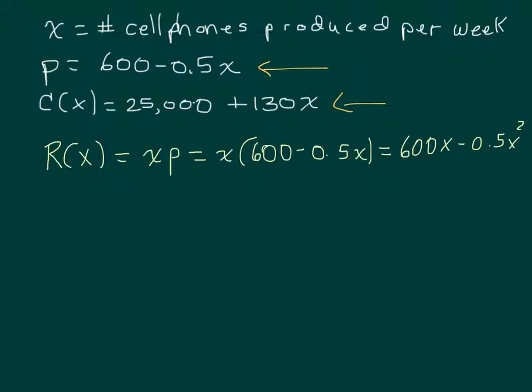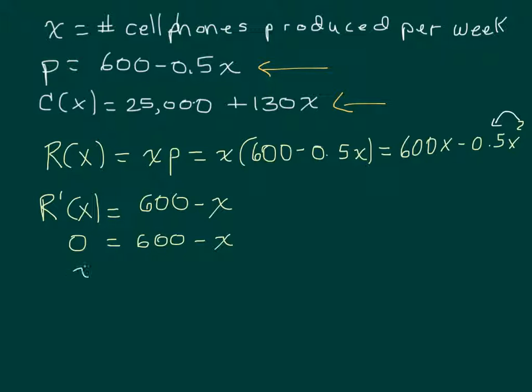To maximize, we want to take the derivative. And so the derivative would be 600 minus just x, because 2 times 0.5 gives me 1, and then subtract 2 minus 1 gives me 1, so just 1x. And to maximize, I set this equal to 0, and I solve for x, and that gives me my number of cell phones. Alright, so the price the company should charge for the phones and how many should they produce?